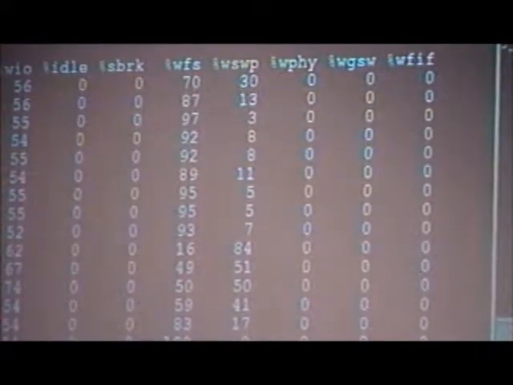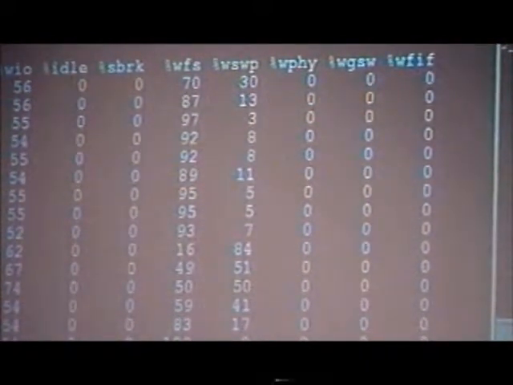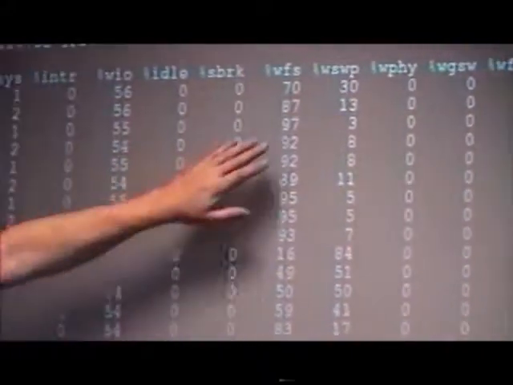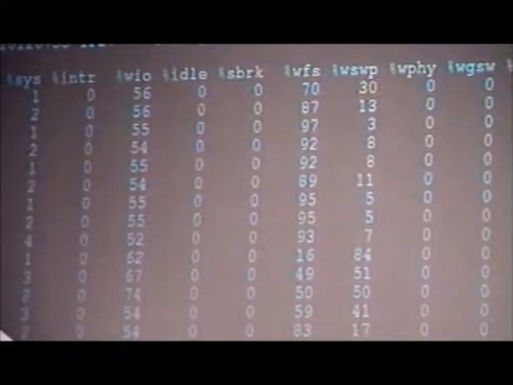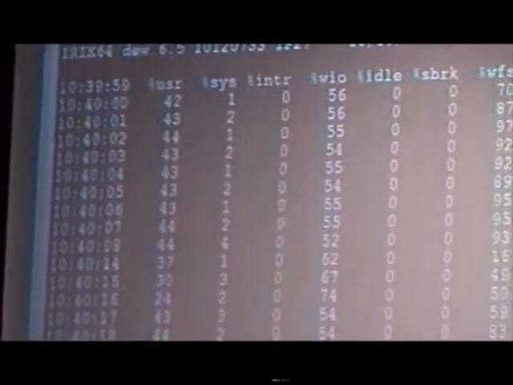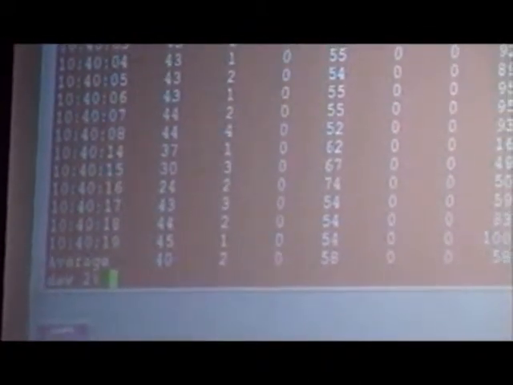And my user time is still in the 40%, my system time's real low. So over half the time I've got stuff waiting on I/O, and most of that is waiting on buffer cache I/O. And so I was just responding to that event.